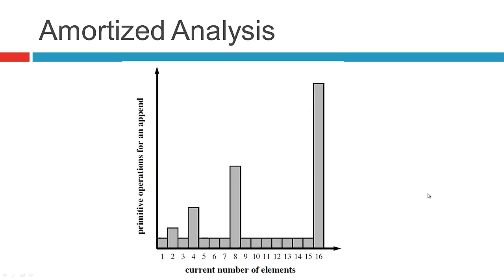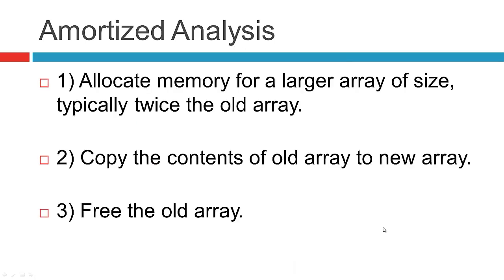Again, just to reiterate, if we have a current number of elements and we're going to overflow, that is, fill up the array, we're going to double it to get more room. But on that doubling, the primitive operations for an append is going to be order n. So here we have 1, on 2 we have to double, on 4 an append is going to be order n. On 8, again an append will be order 8. On 16, order 16. Everything else is just going to be order 1, or constant.